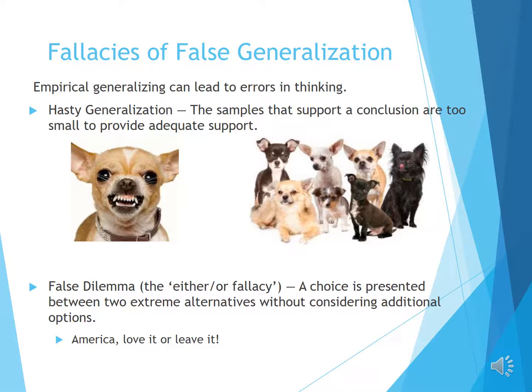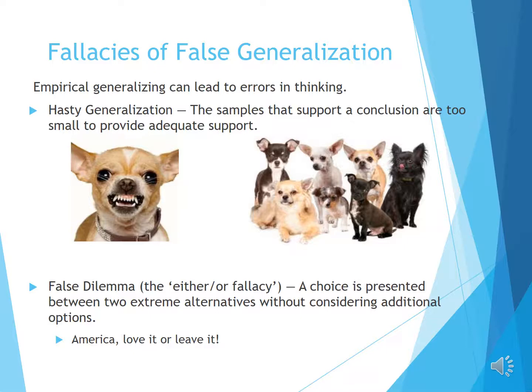Empirical generalizing can lead to errors in thinking. One example is a hasty generalization. This occurs when the samples that support a conclusion are too small to provide adequate support. For example, when Johnny was small, he was bit by his neighbor's chihuahua. Now Johnny believes that all chihuahuas are vicious and want to attack him.